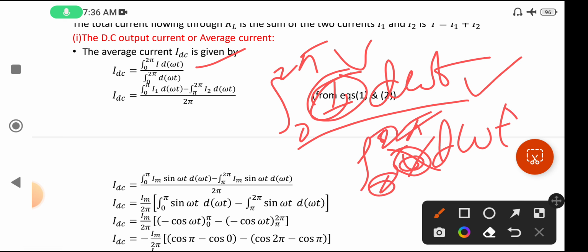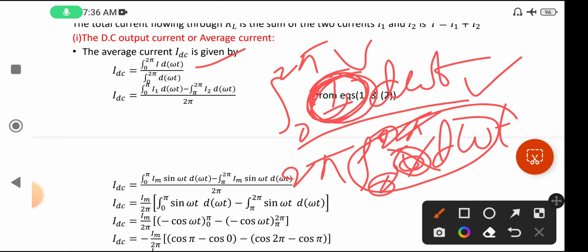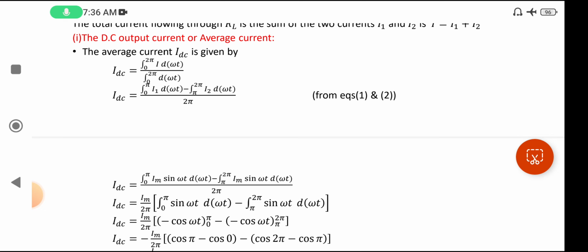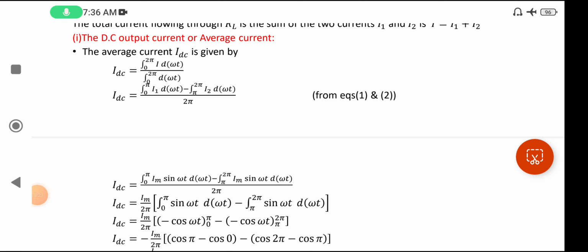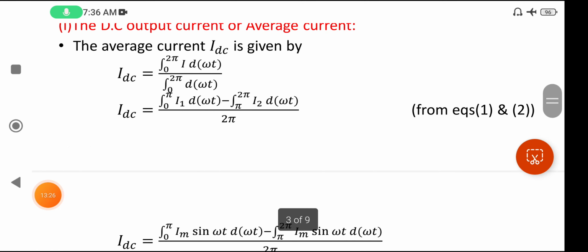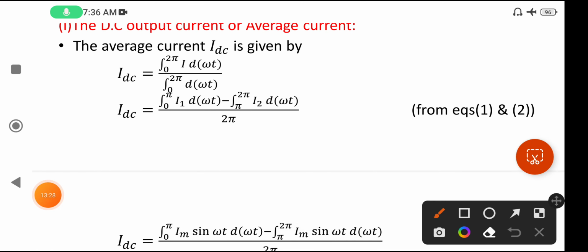Okay, so the integration from 0 to 2 pi, its value we know, according to mathematics we get 2 pi. But we do not get it directly. Why? Because the R value is here and the I value is here. So take the I value and substitute it at this point from equations 1 and 2. So IDC is equal to integration 0 to 2 pi of I d omega t. We are integrating with respect to d omega t only, not omega, not t.